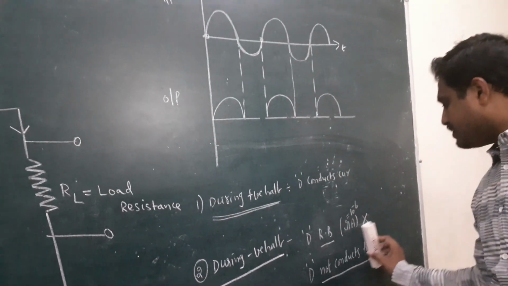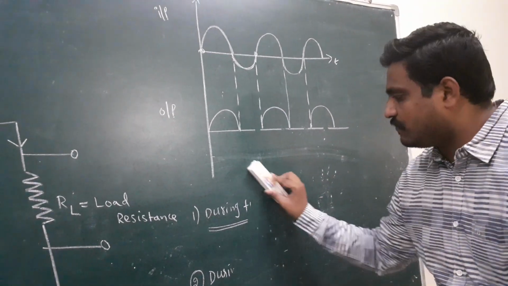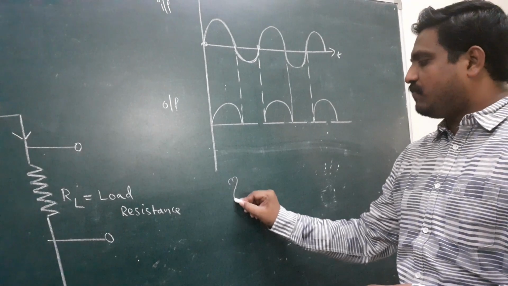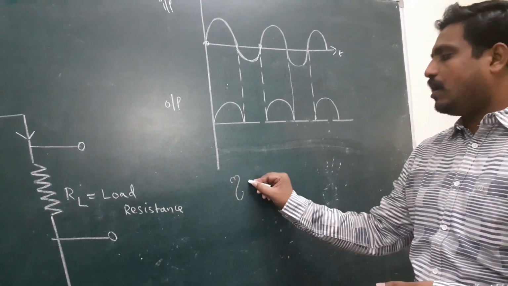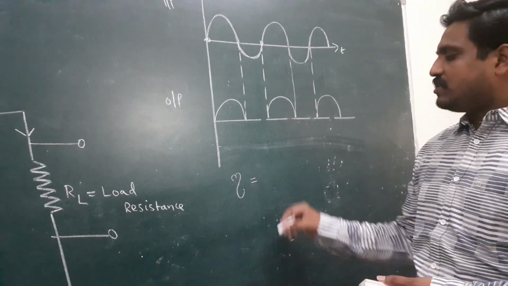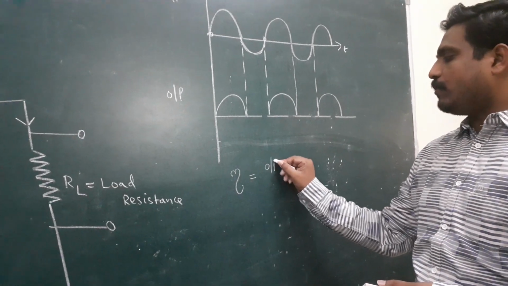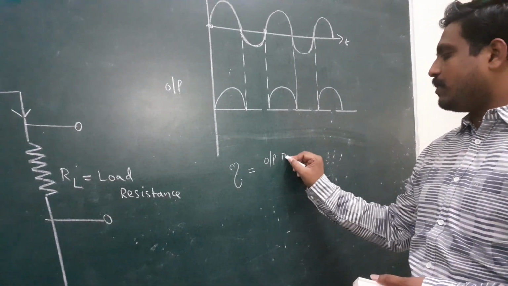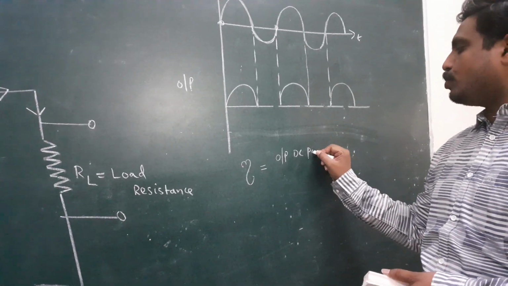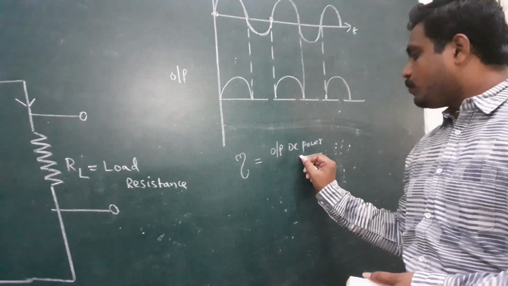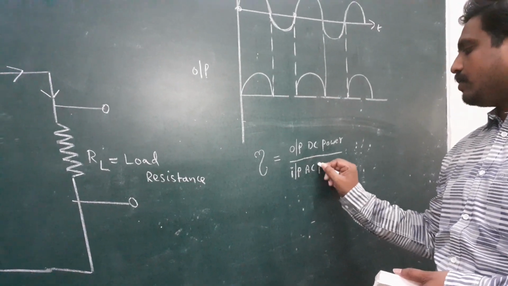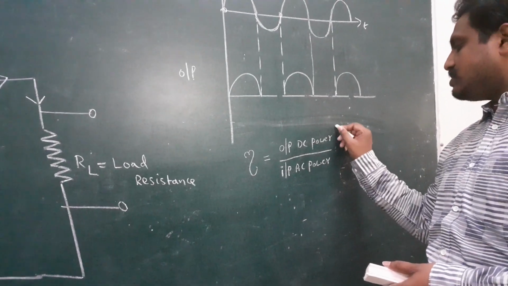Now next I discuss the efficiency of the rectifier. Efficiency is denoted by eta. Generally, efficiency means output power by input power. Output DC power, because AC will be converted into DC, by input AC power. Okay, what is the efficiency?